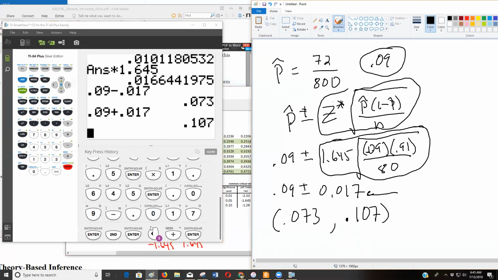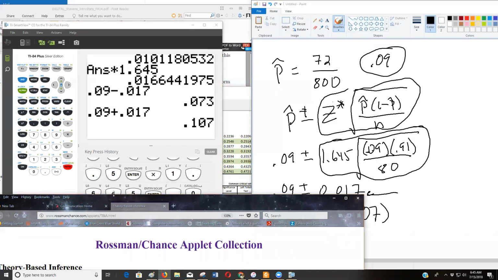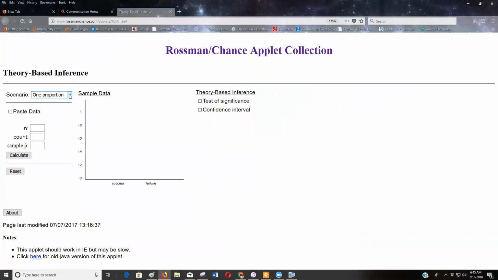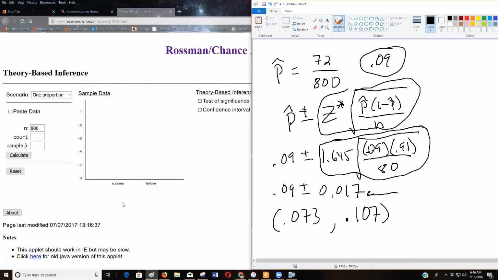Now, I'm probably going to show you this too, because this all can be done with an applet. I'm at that Rossman Chance applet. I have one proportion selected. I had 800 people, and what number of people were infected? 72.